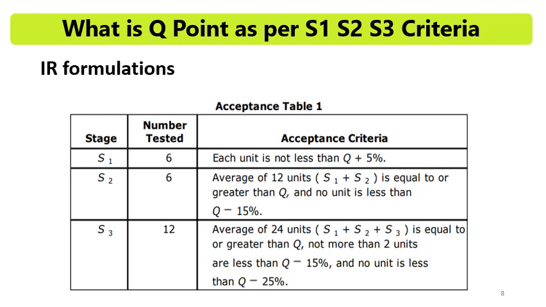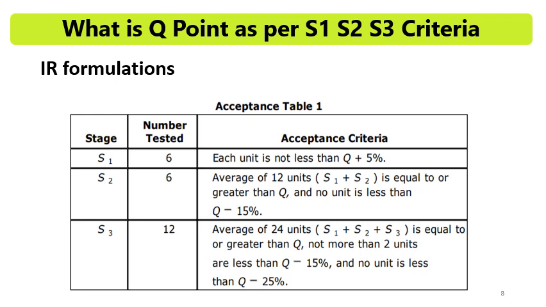Then S2. S2 is the 12 units, S1 plus S2, and the average of 12 units is equal to or greater than Q, that is 80%, and no unit is less than Q minus 15%. Then S3 stage, average of 24 units. That means you have tested 6 units at S1 stage, another 6 units at S2 stage, and for going to S3 stage, you are testing 12 units.